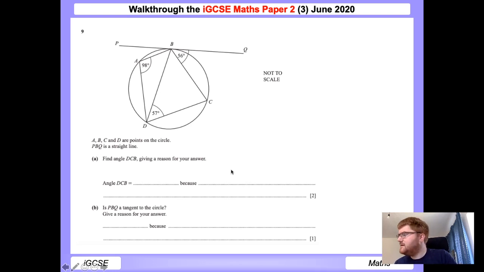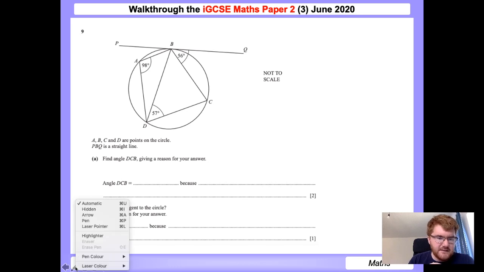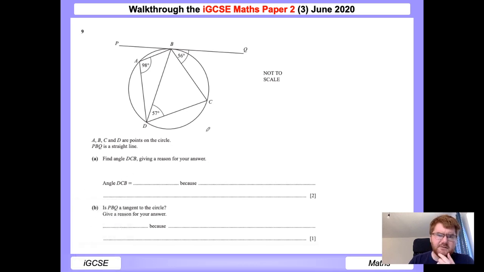Let's continue. So we've got question 9 here, which is a typical circle theorem question. I'm going to do part B quite differently to the mark scheme, although I understand completely where the mark scheme is coming from here. I'll do something a bit more straightforward. The first one, to find angle DCB, giving a reason for your answer. So DCB, so D to C to B, that's going to be this angle here.